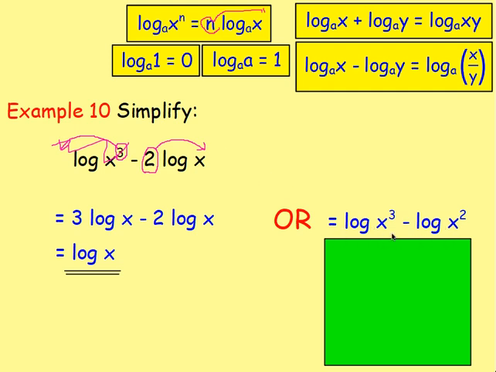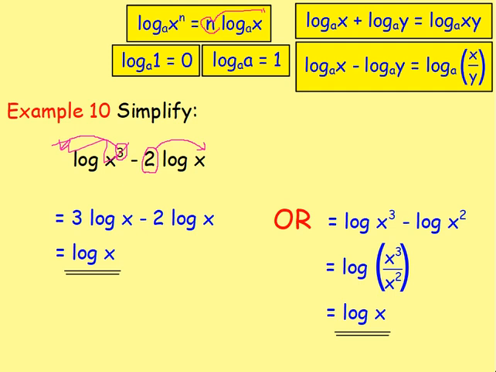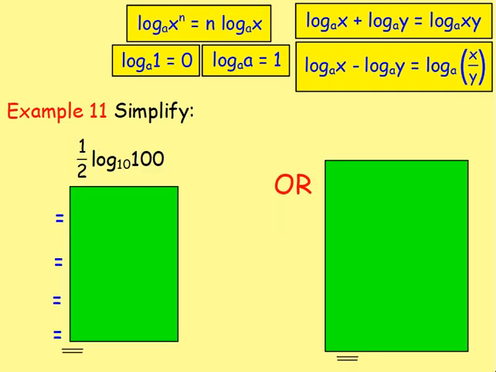From there, well, the base is the same. We've got log something, take away log something. What do you do with the somethings? Well, you can see from this rule here, you're dividing. So it'll be log x cubed divided by x squared. And obviously, x cubed divided by x squared gives you x. So it'll just be log x. And that will be your answer.